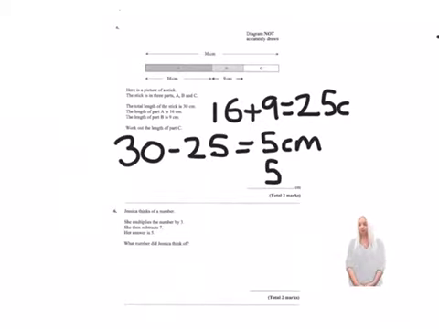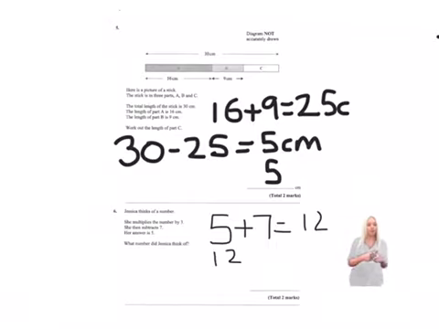So for question 6, you just need to work backwards. So she ends with 5. Instead of taking away, you add 7, which is 12. And then instead of timesing by 3, you divide by 3. 12 divided by 3 equals 4. So the answer is 4.